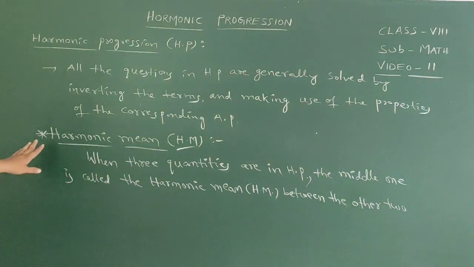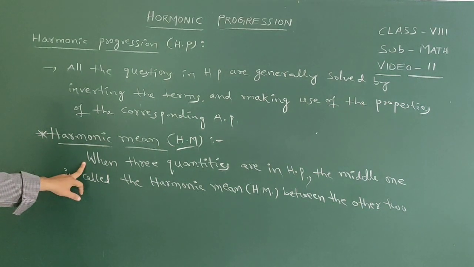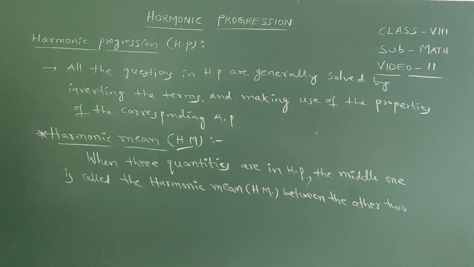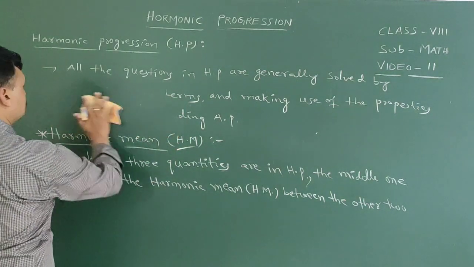Here, harmonic mean means when three quantities are in HP, the middle one is called the harmonic mean between the other two. Already we have learned earlier arithmetic mean and geometric mean. By comparing those, this is easy only. Here, harmonic mean means when the three quantities are in HP, the middle one is called the harmonic mean between the other two.